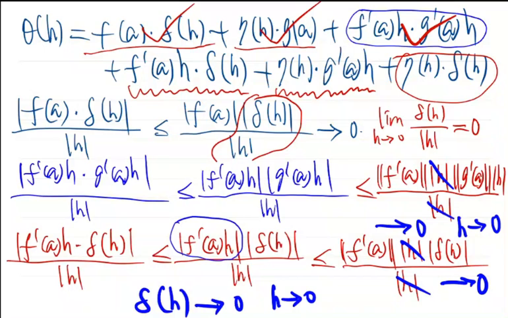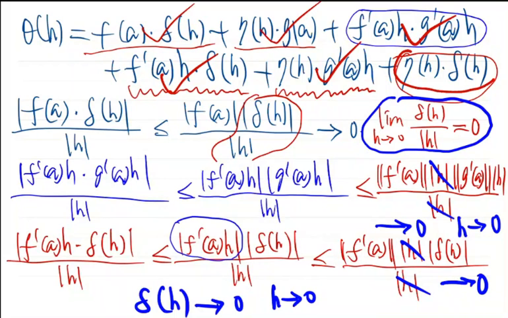Why does delta h go to 0? Because if not, then even after dividing by the norm of h, it goes to 0, therefore the denominator must go to 0. Okay, so this term is also done. And this term is similar. The last term here can also be studied very easily.